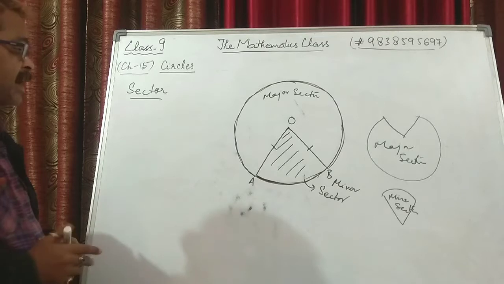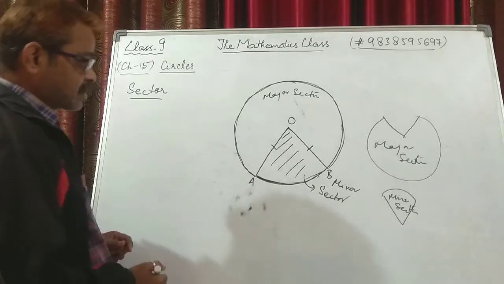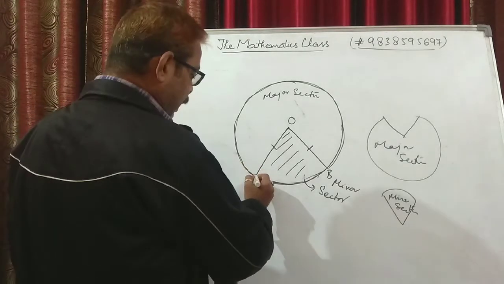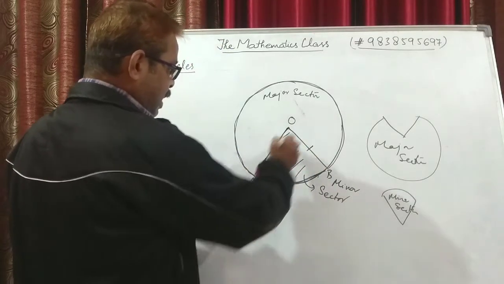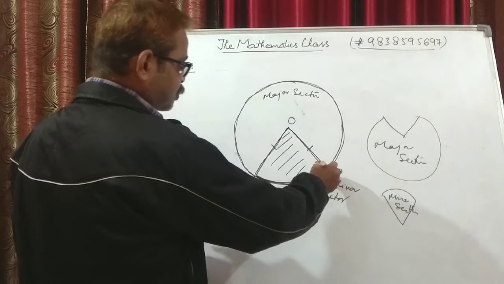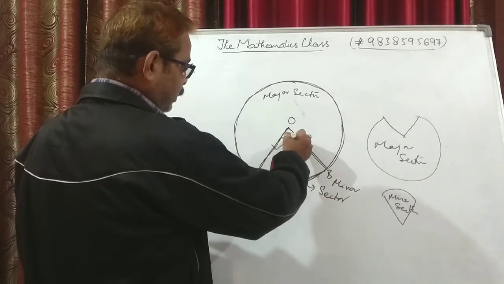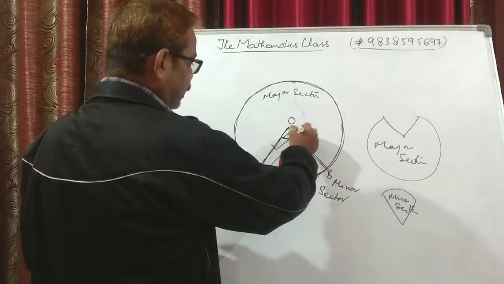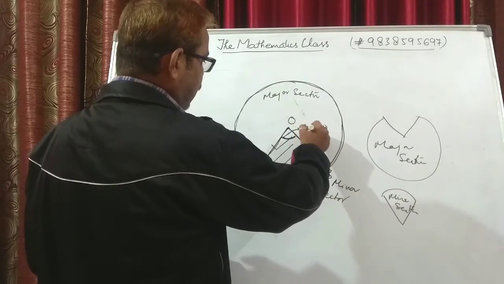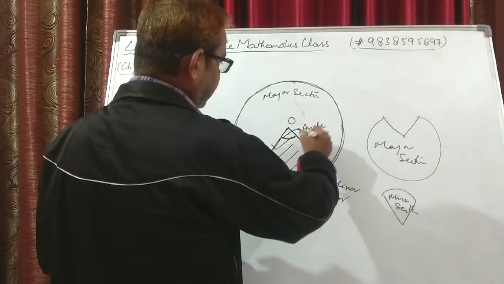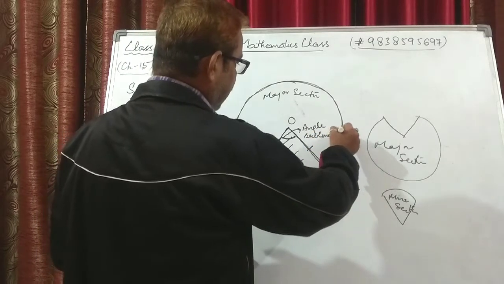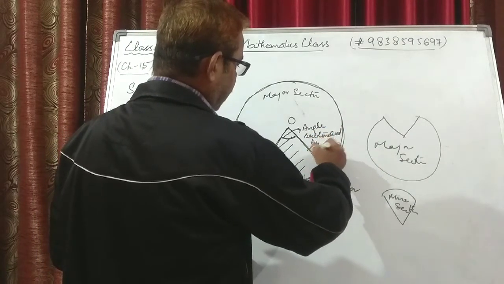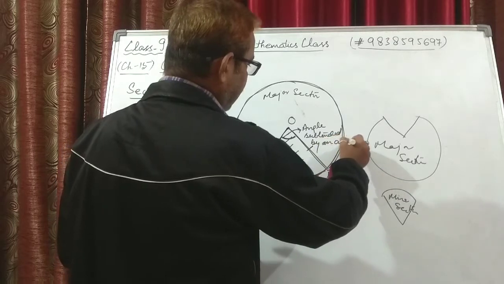Now the next thing is the angle subtended by an arc. What is the angle subtended by an arc? Take the arc and its two radii, this radius and this radius. Whatever angle these two radii form at the center is known as the angle subtended by an arc.